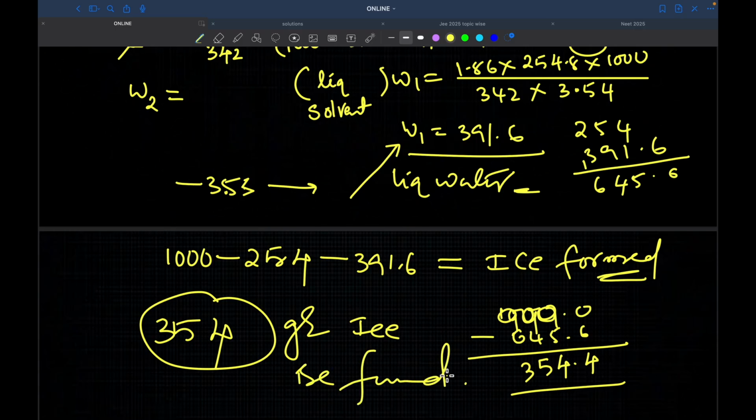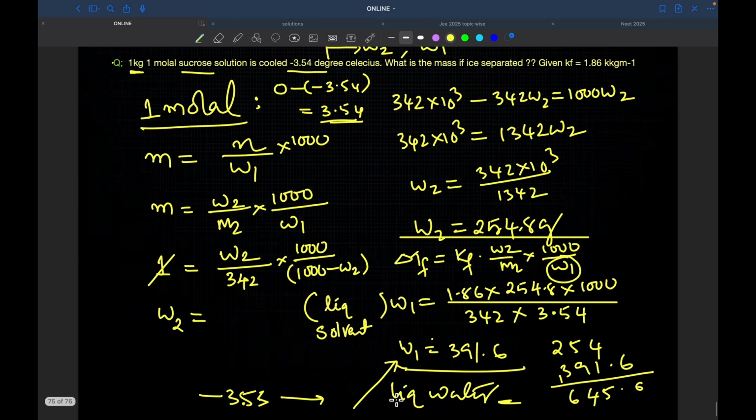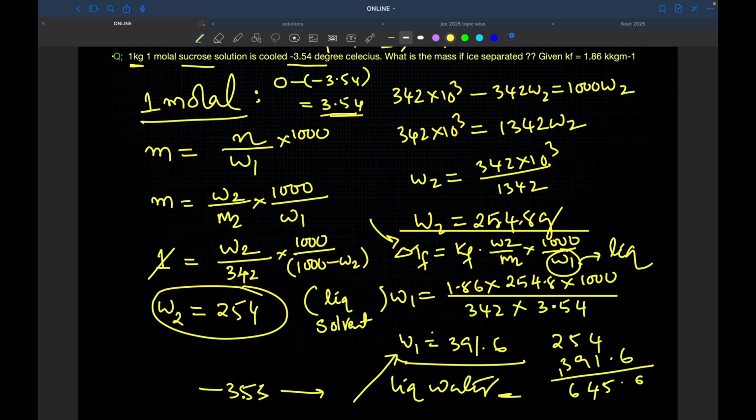So this is how you solve this type of question. This is an advanced level question. First, from the 1 molal solution I was able to calculate W2, which came to 254. Again we use this formula, substituting these values, and found W1. W1 is the liquid water present in it even at this temperature after observing the depression in freezing point. From that we have calculated the ice formed.